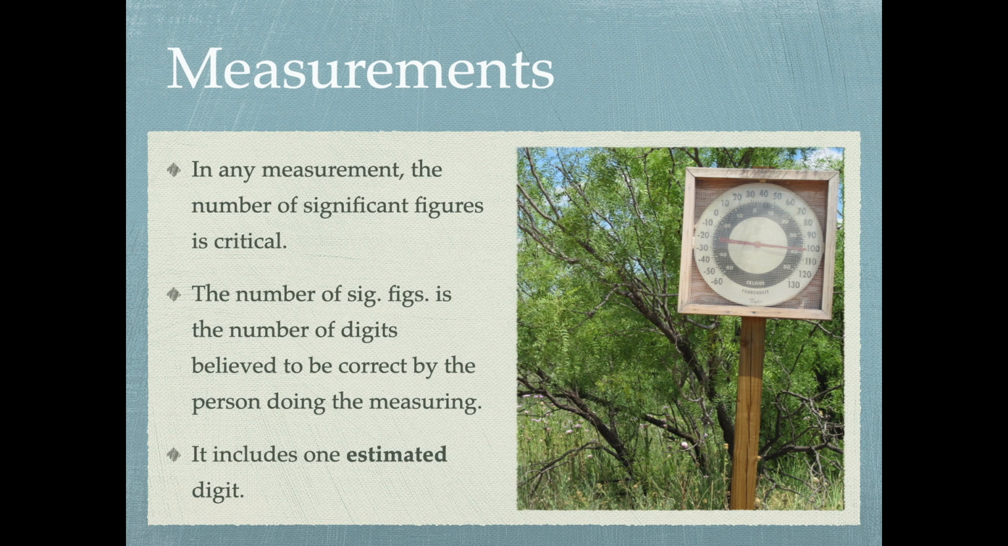Now, what if it's right on the line? What if it's right on that 2 line? Then I would guess 2.0, right? Get it? Because I still get to guess one number, and if it's smack dab on that 2, well, I know I'm on that 2 line, and I get to guess that it's 0.0 past the 2. So hopefully that makes some sense.